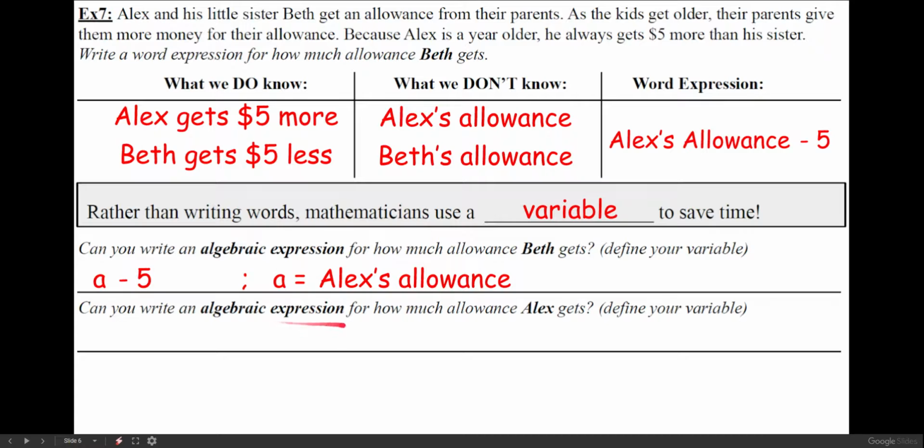All right, can we write an algebraic expression for how much allowance Alex gets? Well, let's see. We don't want to just say A, because we want to refer to something else. Well, we know that he gets $5 more than Beth, so we can just say Beth's allowance plus 5. So if we know Beth's allowance, we add 5 to it, and we'll know Alex's allowance. So we need to define our variable: B is Beth's allowance. Let's move on to the next example.